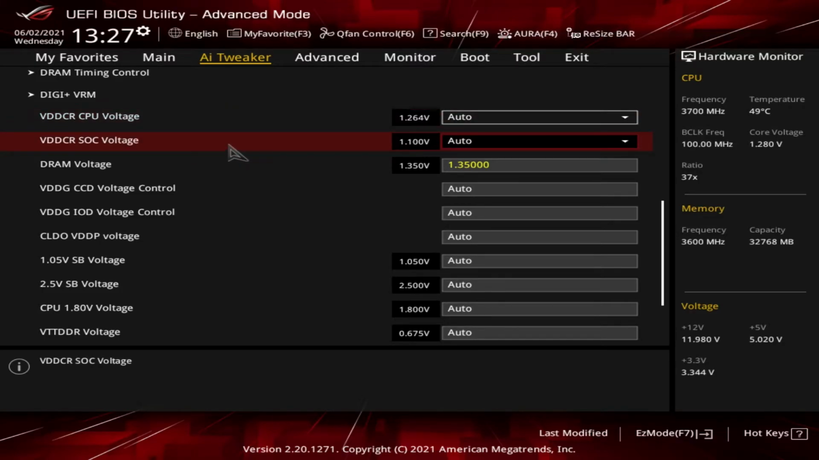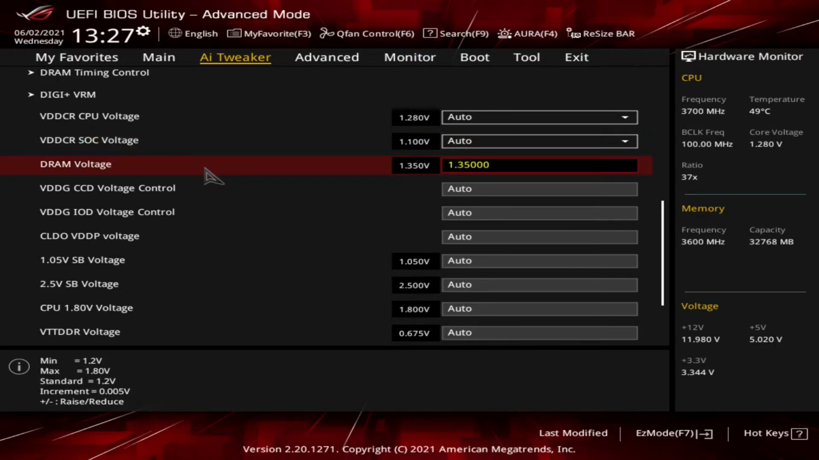Next, you have the Vddcr SoC voltage. This is the amount of voltage being fed to the SoC, which is responsible for the memory controller. Next up is the DRAM voltage. We saw this on the DOCP, or the direct overclock profile. When this was set, the settings provided and required 1.35 volts to go to the DRAM, and that's why you see the 1.35 volts here, but the user can manually change the voltage going to the DRAM.